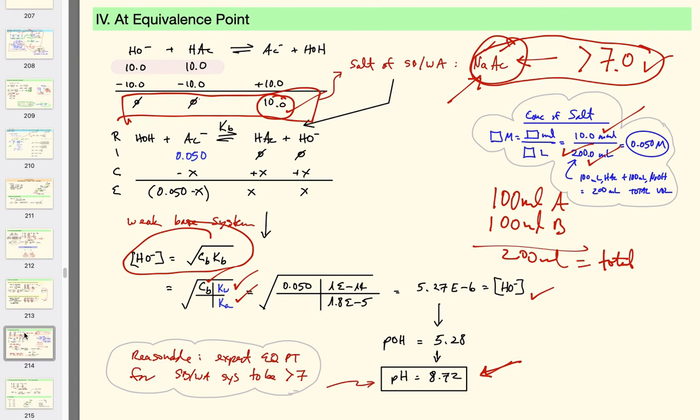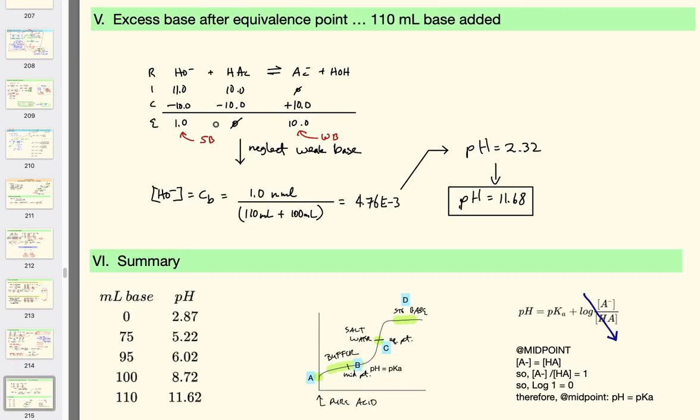Right. So finally, if we keep adding base, what are we going to get? So let's assume we start out with 100 mils of the weak acid and we add 110 mils of the strong base. So 10 of the base is going to be used in consuming 10 millimoles of the acid. And then that's going to leave us with 1 millimole left over of the strong base. And there we go. We have no weak acid. And we have some weak base.